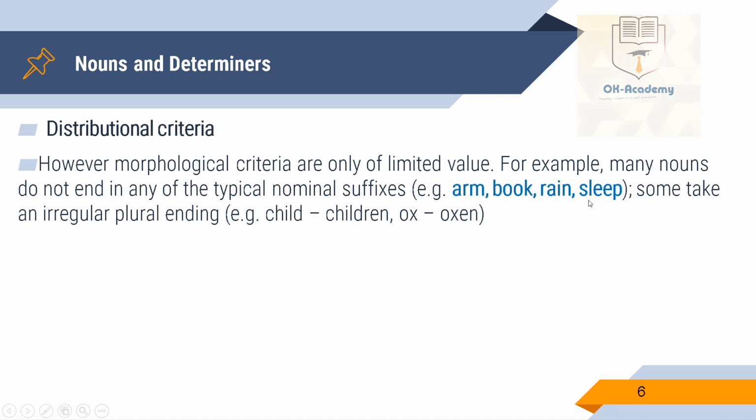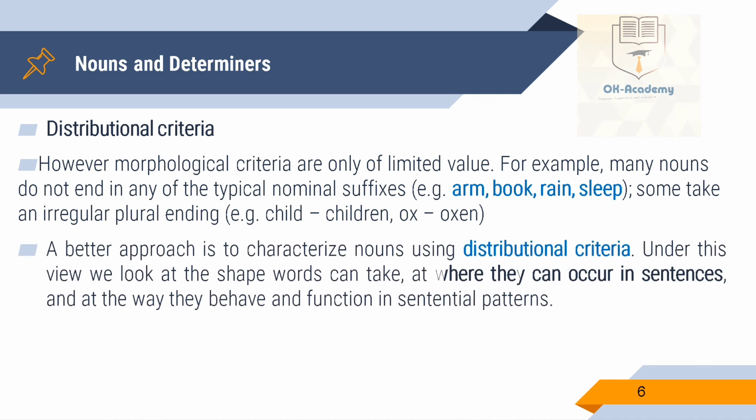We have book, rain, sleep. Look at the word sleep. Sleep is a noun, it does not have any suffix, and it does not take a plural ending as well, but it is still a noun. That's why we can say the morphological criteria is not enough. A better approach is to characterize nouns using distributional criteria.